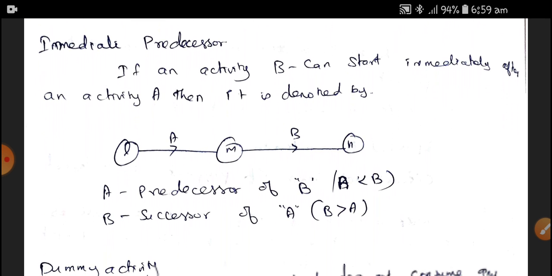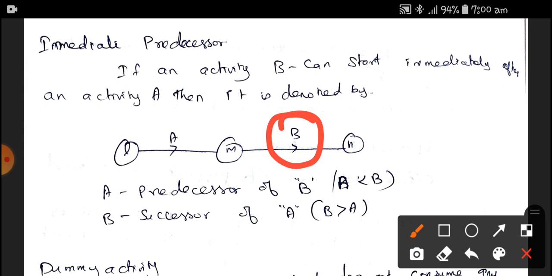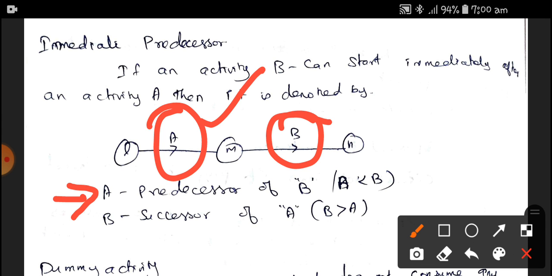Next one is an immediate predecessor. Immediate predecessor means what has happened immediately before. If an activity B can start immediately after an activity A, then immediately after A is completed, I have to start B. Here activity A is the predecessor and activity B is the successor.